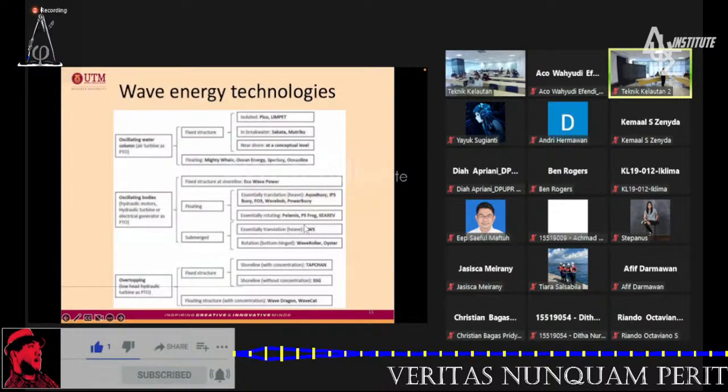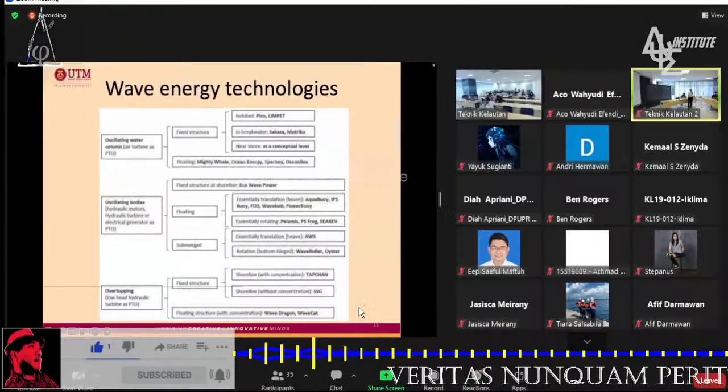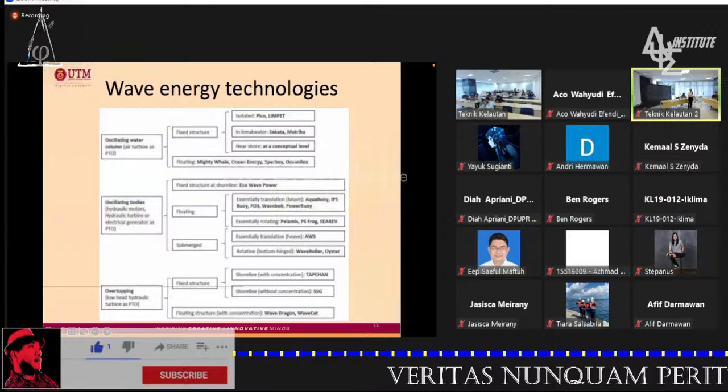So you can see that, say, for the example of the wave pattern, you have, so it means that if we can have a device that can oscillate, then we can tap in the energy.